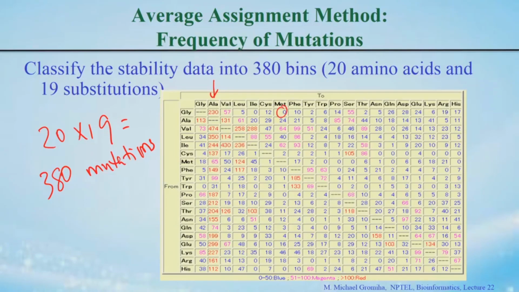The average assignment method works based on the number of data. If we have more data, then we will get better results. If we have less data, in that case we do not know about the performance of that method for that particular mutant. Here I show you the frequency of stabilizing and destabilizing mutations.